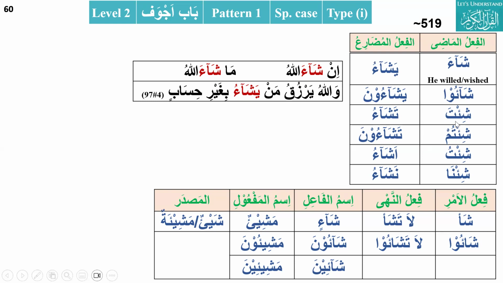And here it will be shi'ta, shi'tum. Ismul fa'il will be sha'in. Ismul maf'ul mashi'un. And masdar is shay'un or mashi'ah, mashi'atillah. We also use this one. Sha'a means he willed or he wished. Insha'Allahu. Wallahu yarzuqu man yasha'u. So this is a special case of the first case.